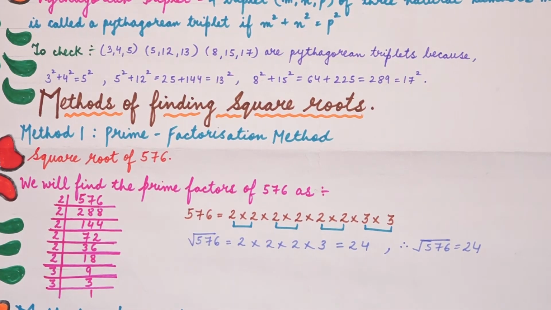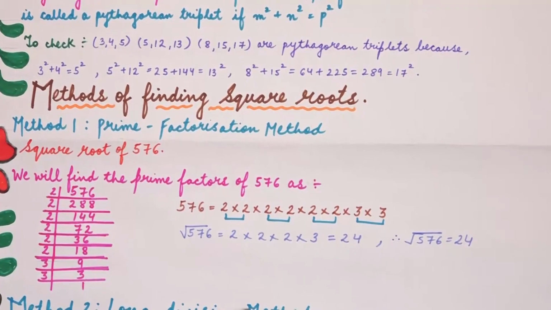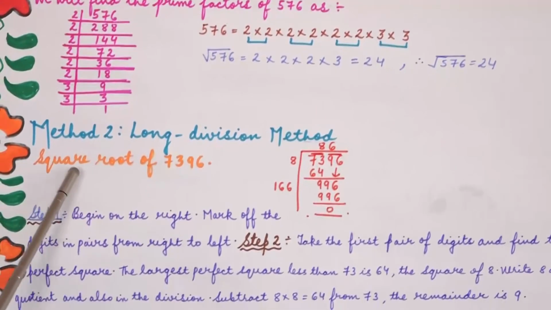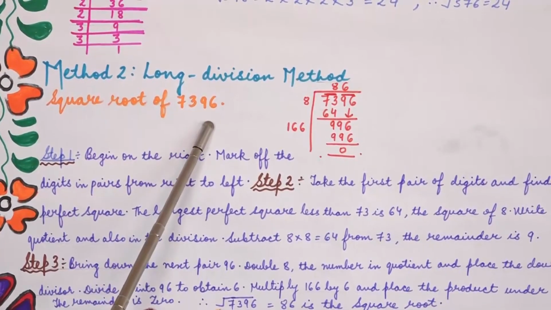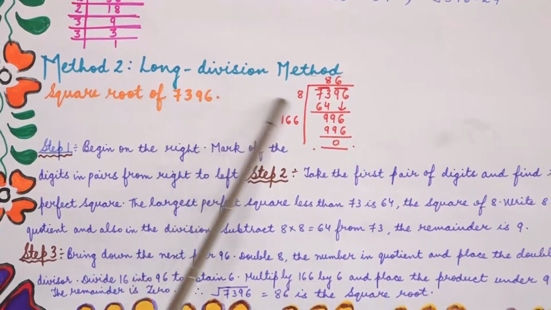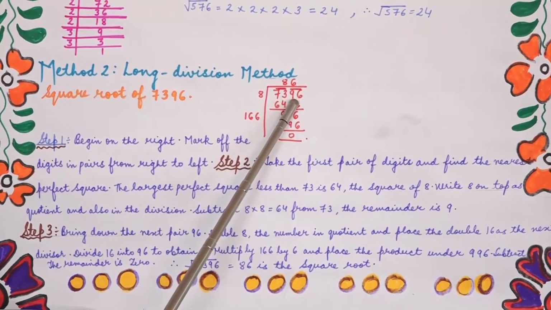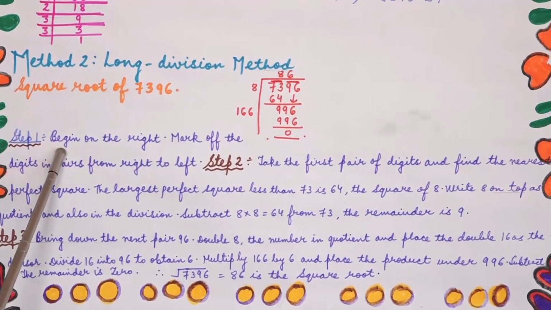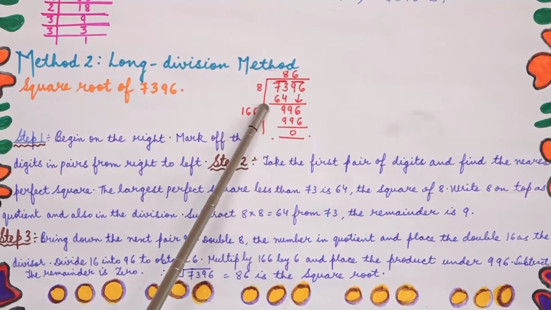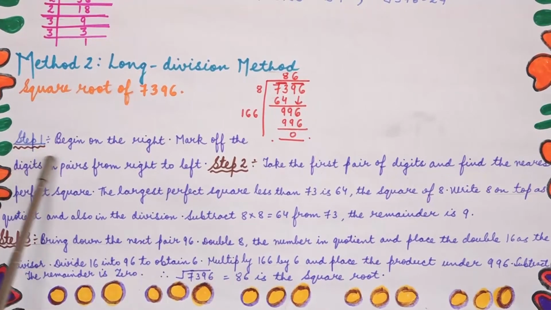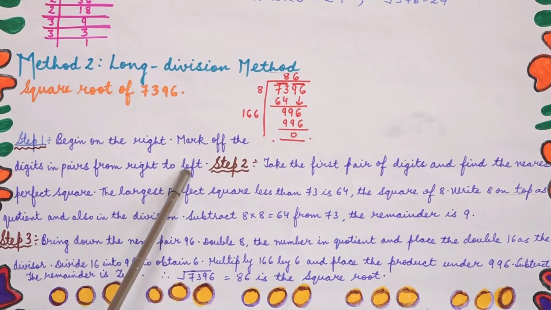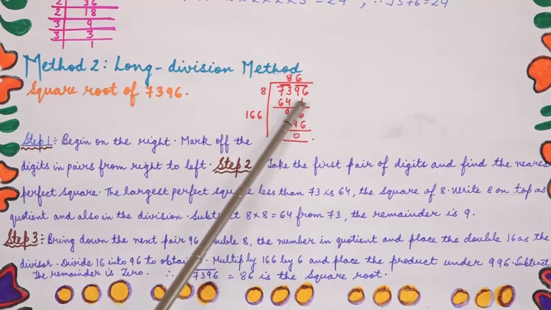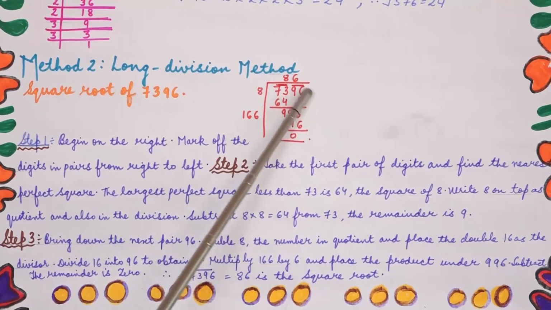Now the second method is the long division method. Let us take an example, square root of 7396. Under the long division method, we make pairs of 2. Let us see the steps first. Step number 1. Begin on the right. We always start from the right. Mark off the digits in pairs from right to left. As we are under square and square root, we make pairs of 2 from right to left.